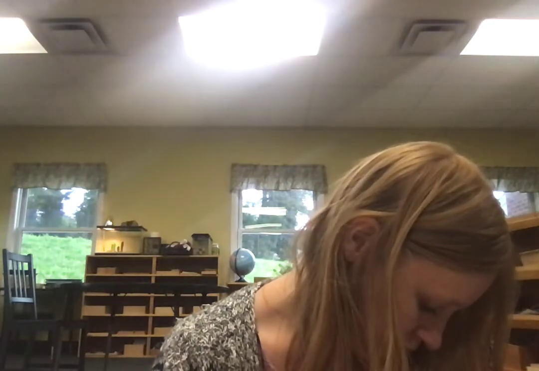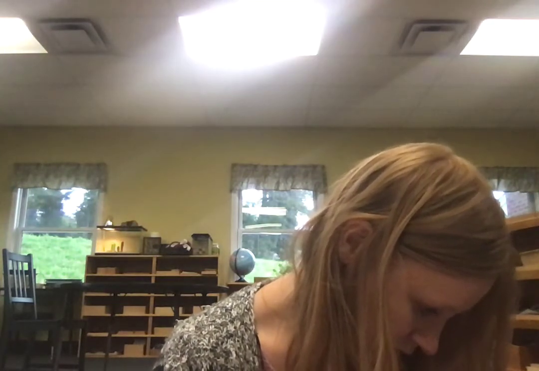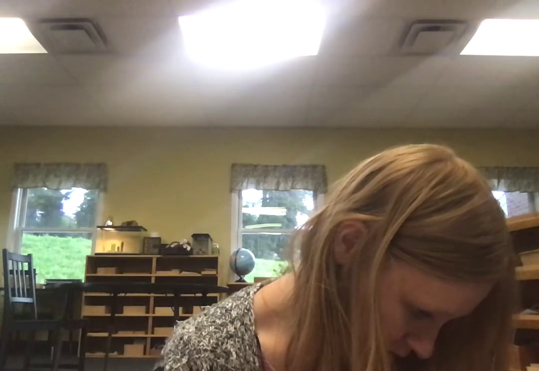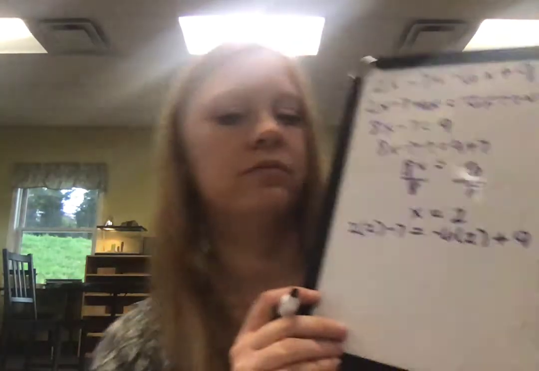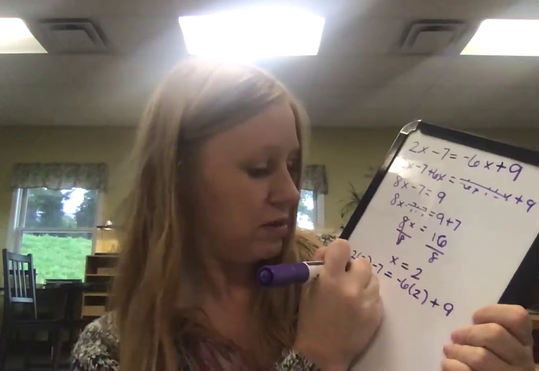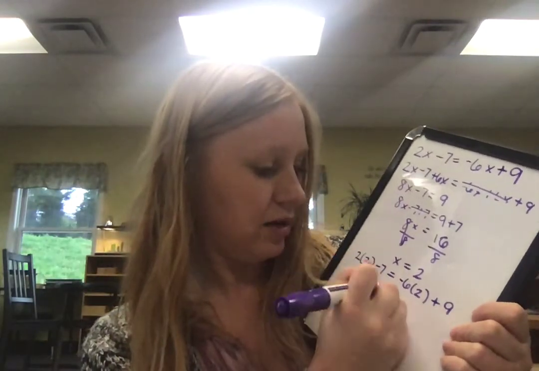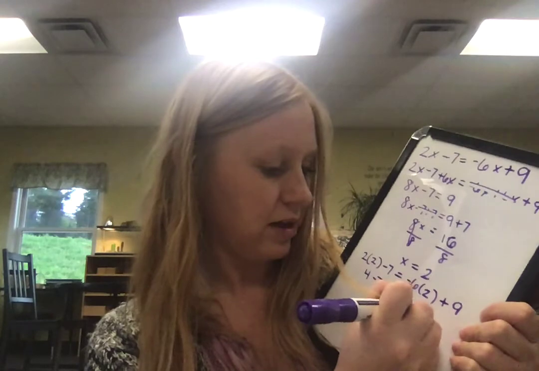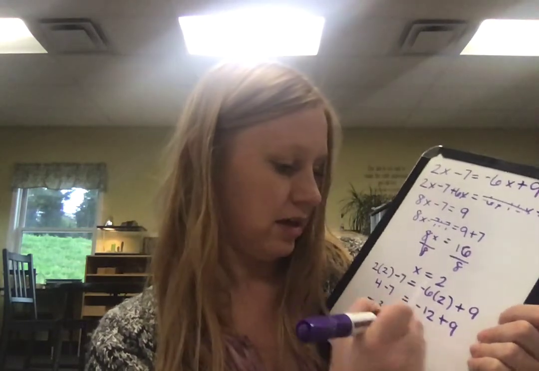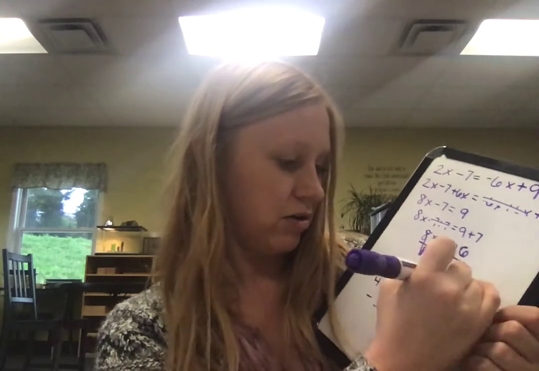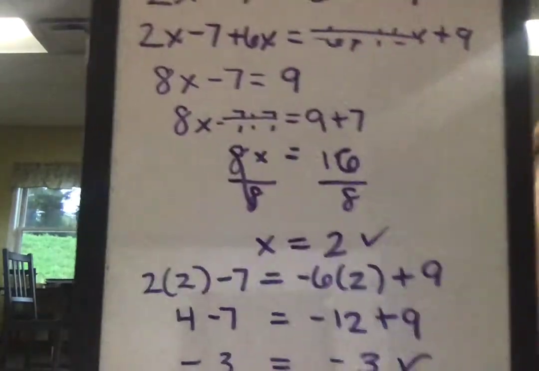2 times 2 - 7 = -6 times 2 + 9. 2 times 2 is 4, minus 7, equals negative 12 plus 9. Negative 3 equals negative 3. We are correct. x indeed equals 2.